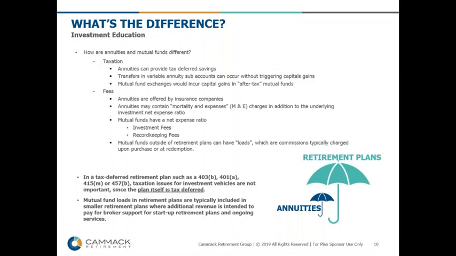Mutual funds from outside of retirement plans can also have loads, which are commissions typically charged upon purchase or at redemption. So you can have front-end loads, you can have back-end loads. Now, the key thing here, you see the big umbrella for the retirement plans. The retirement plan itself is tax sheltered, okay? So when you have the annuity in a retirement plan, you basically have a double coverage. You don't need two umbrellas. Is the analogy here. The one big umbrella is big enough.